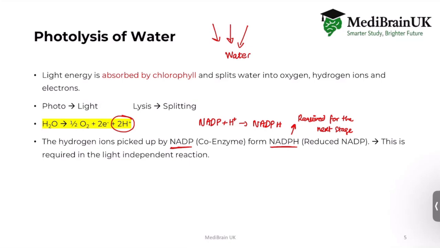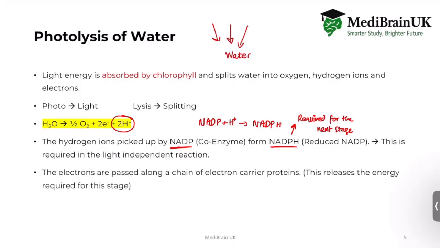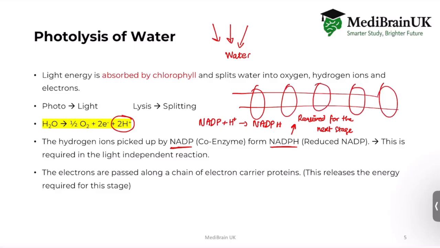Okay, now we've talked about what happens to the hydrogen ions. What happens to the electrons? Well, the electrons, they're going to be passed along a chain of carrier proteins. Okay, and we've got a diagram that we're going to look at, which will make more sense. But basically, along the membrane of a chloroplast, let's say that this is our membrane. In our membrane, there's going to be a lot of carrier proteins embedded within our membrane. What's going to happen is that the electrons, they're going to jump across these carrier proteins.